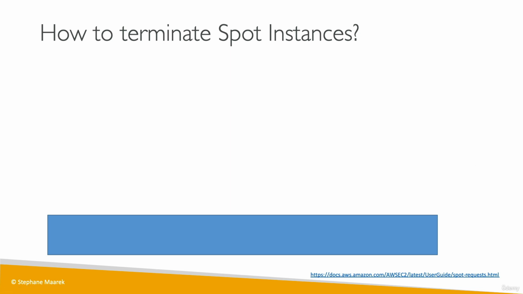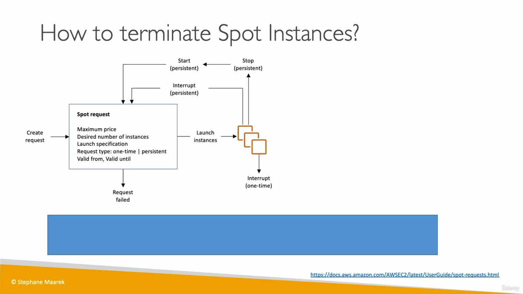Okay, next. How do you terminate a spot instance? So we have to first understand how a spot request works. And so for this, let's consider a spot request. So with a spot request, you are defining how many instances you want, your maximum price you're going to pay, the launch specification, so the AMI and so on, and when your request is valid from and until, but it could be infinite, and then the request type. And that's very important to understand. There are 2 types of requests. You can do a one-time request for spot instances or a persistent request for spot instances.